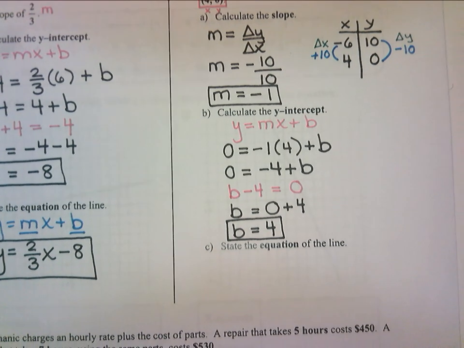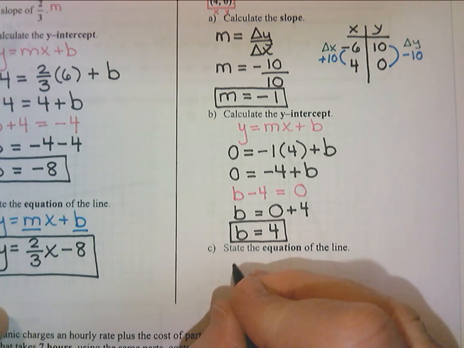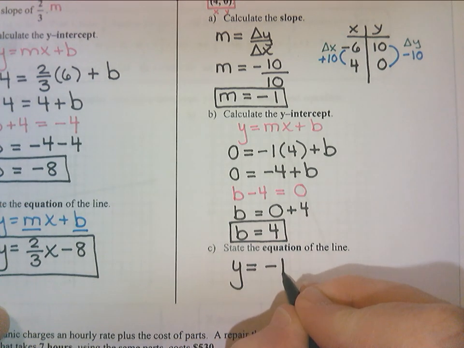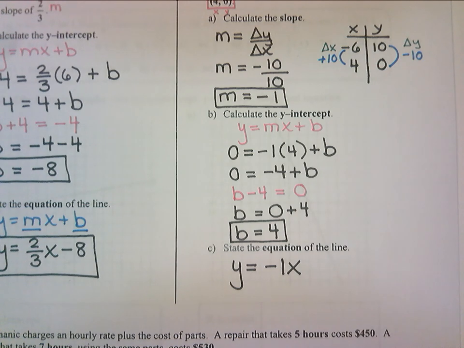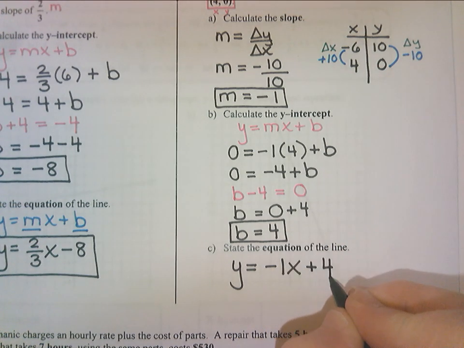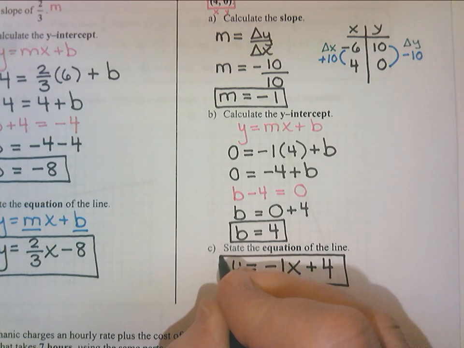All right, last part of this question is to state the equation. So the equation is y equals mx plus b. We want to put numbers in for m and b. We want to leave x and y as letters. So we're going to do y equals, and then my m is -1. X we're going to leave as the variable, and then plus b, it's 4, so plus 4. So my equation is y equals -1x plus 4.